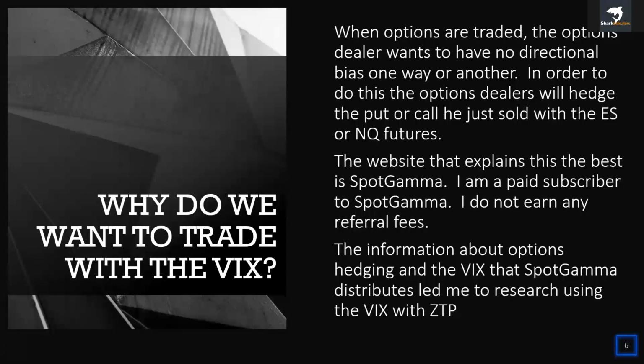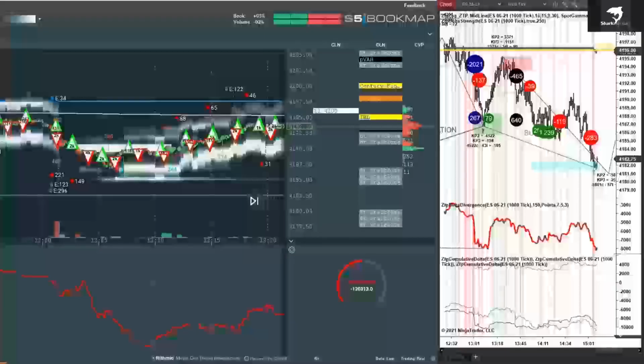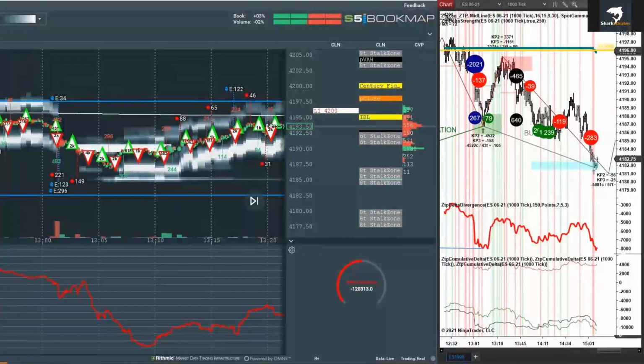After I understood what he was saying with this information about options and hedging, that's what led me to create my templates based on the VIX in ZoneTrader Pro. So this is from just two days ago.